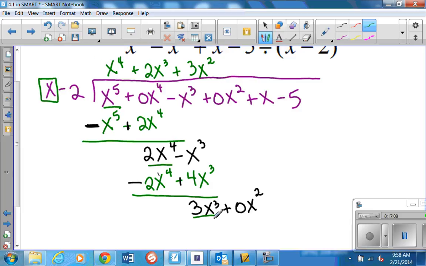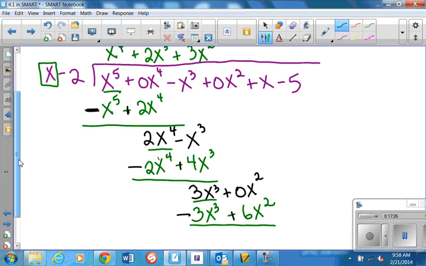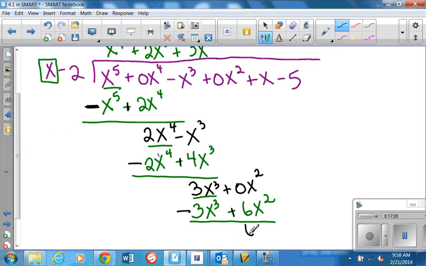3x squared times x. 3x squared times negative 2. And subtract, which will change the sign of both of those. I haven't brought down the x yet, have I? Man, this will be a long one.